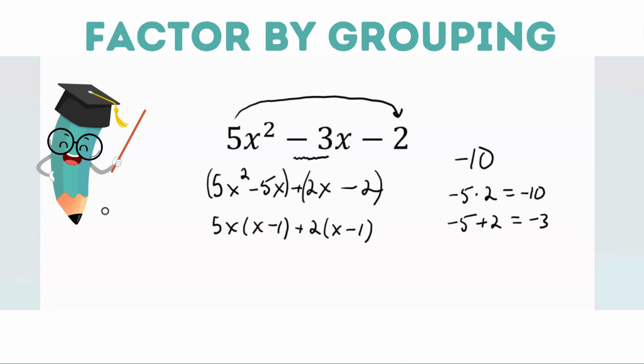So I look for what's in common. It's x minus 1. So I'm going to get x minus 1 times, and then the leftover terms out front would become a new group, 5x plus 2. So that is factor by grouping. And then we'll look at this same example using the slide and divide method.